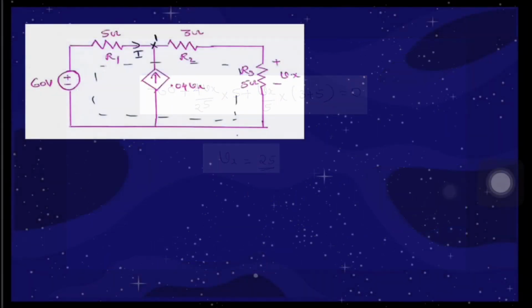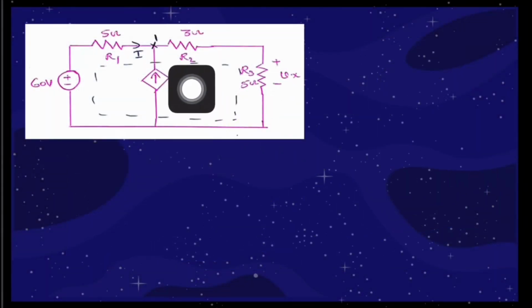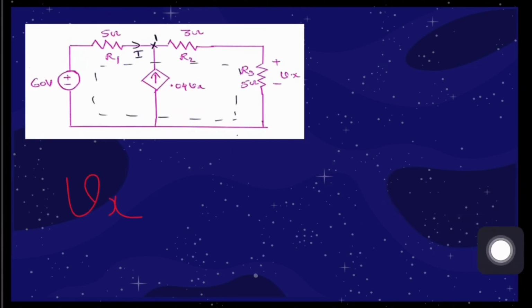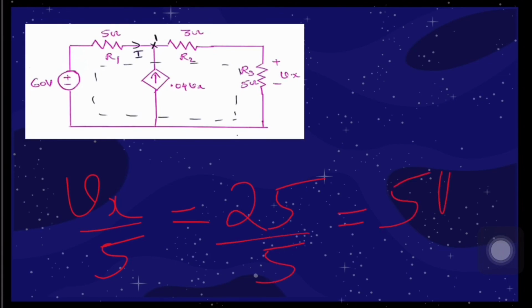The question we are asked is to find the current through this resistor R2, which is already obtained as Vx by 5. When we substitute the value of Vx as 25, we get our desired quantity as 25 by 5, that is 5 amperes. Thus, our answer is 5.